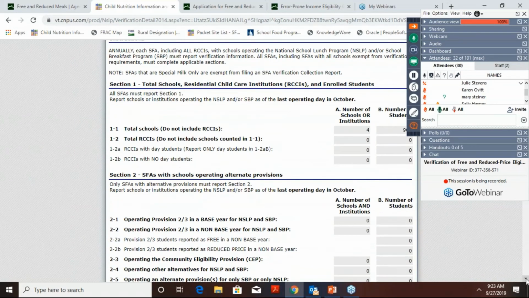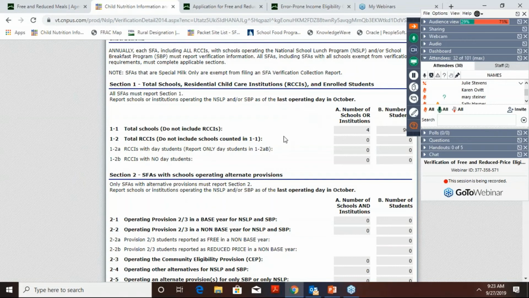This first section is where you're kind of putting basic information about the breakdown of your school food authority. You're going to put your total number of schools, not including those residential childcare institutions if that's applicable, and then the total number of students. And this information, as it says on the top of this box, is as of the last operating day in October.